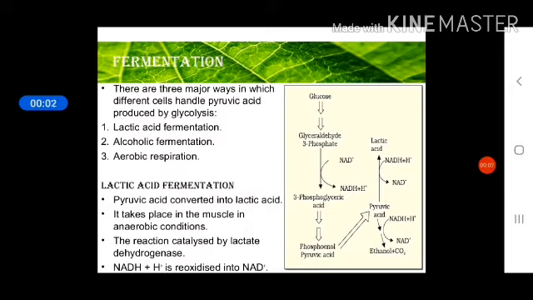Hello students, today we will continue with the fermentation process. In the previous lectures we have studied respiration, the introductory part, the difference between aerobic and anaerobic respiration, and the common pathway in both types of respiration, that is glycolysis. In the last lecture we studied all the steps of glycolysis.